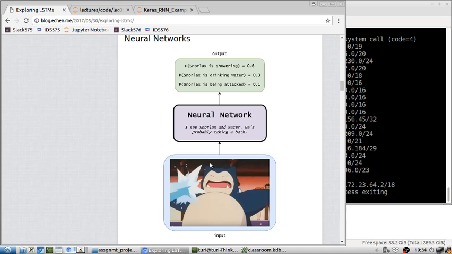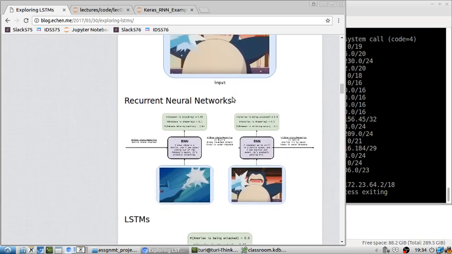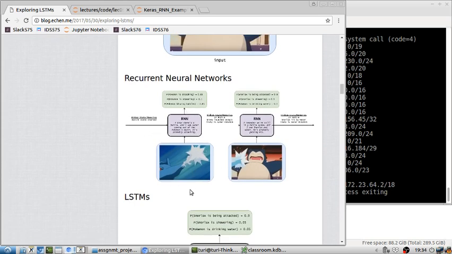In fact, he quips in this blog that he could have caught 100 Pokemons rather than writing this blog post. But a neural network would be just looking at this image, trying to say something about probably the Snorlax showering or drinking water or being attacked, right? So RNNs would be like, okay, the previous image was another Pokemon. What is it called? I don't see the name here, so I don't know. But given this, actually maybe.